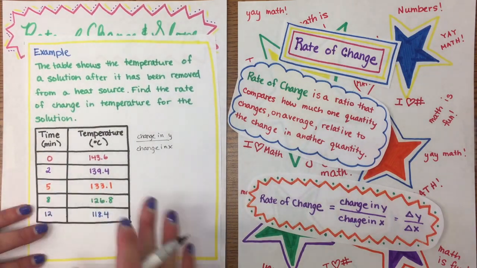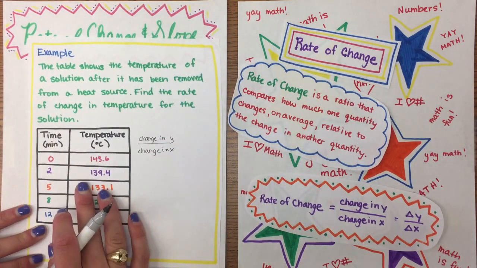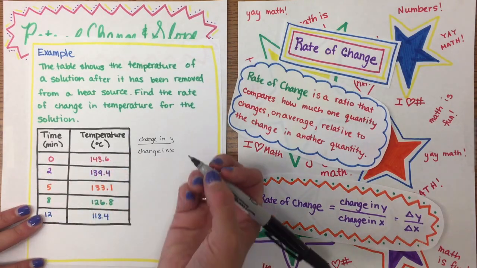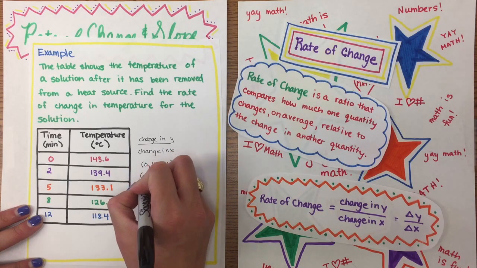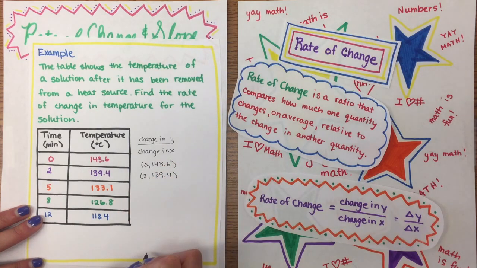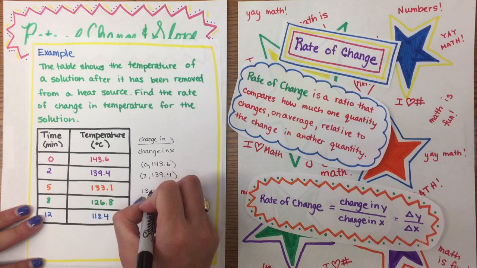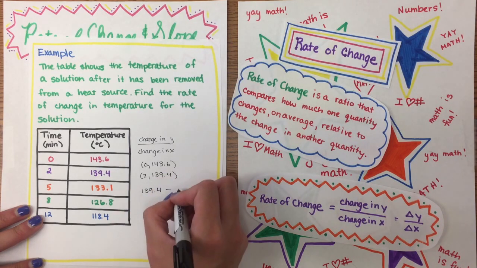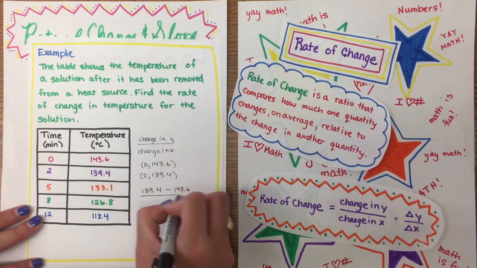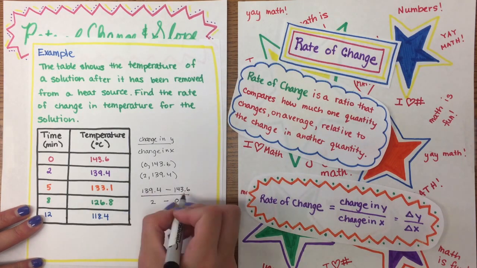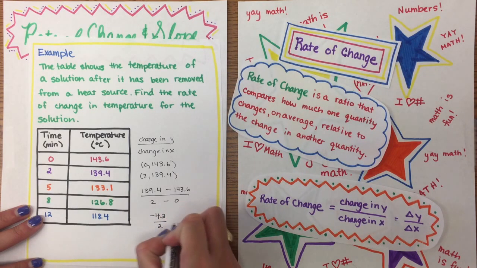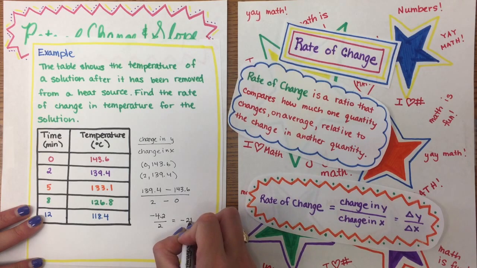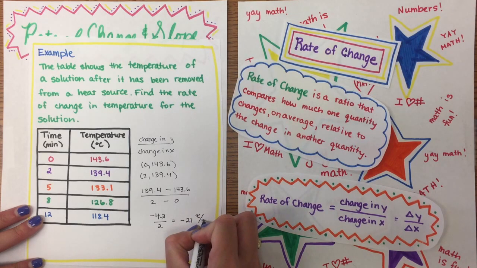So it's important that I keep consistent. So I'm going to do it over the first time period. I'm going to use the ordered pairs (0, 143.6) and (2, 139.4). So change in y will be the final temperature, 139.4, minus the initial temperature of 143.6, divided by the final time of 2 minutes minus the initial time of 0 minutes. 139.4 minus 143.6 is negative 4.2, divided by 2 is negative 2.1 degrees Celsius per minute.